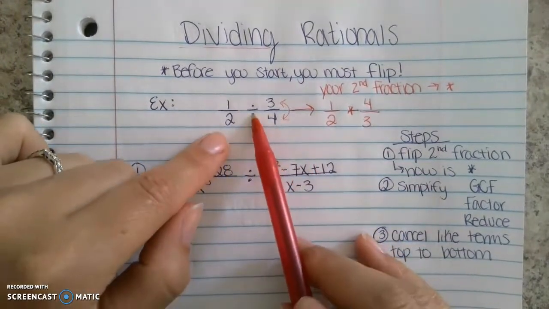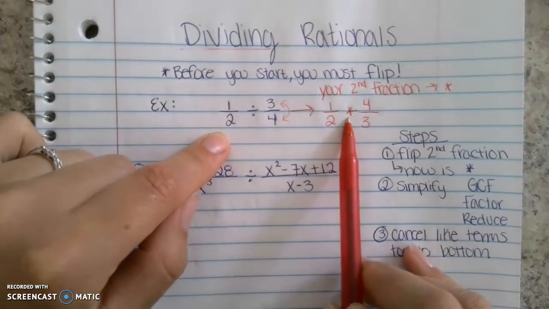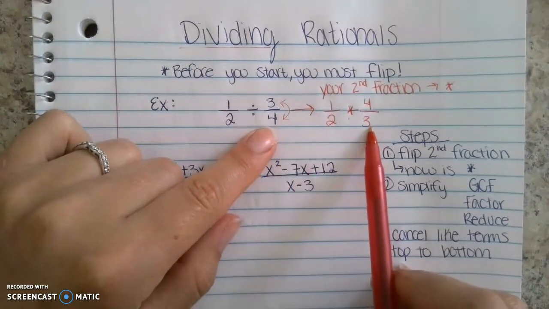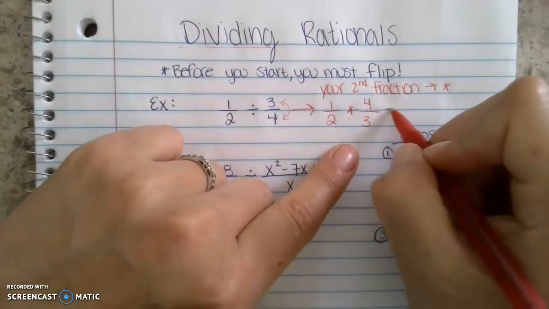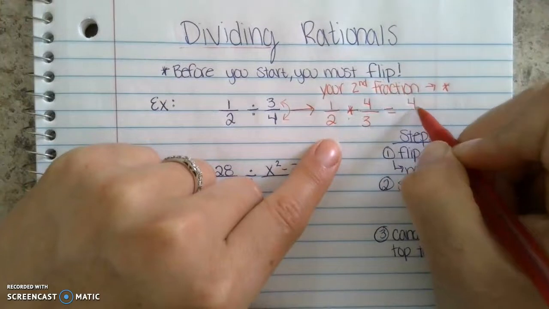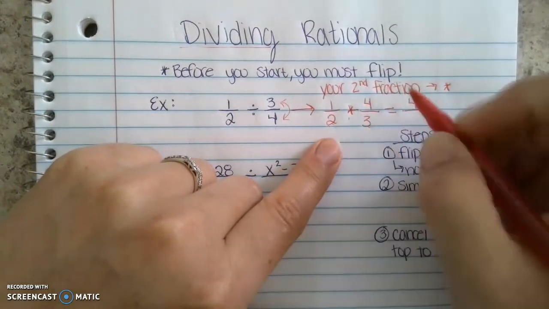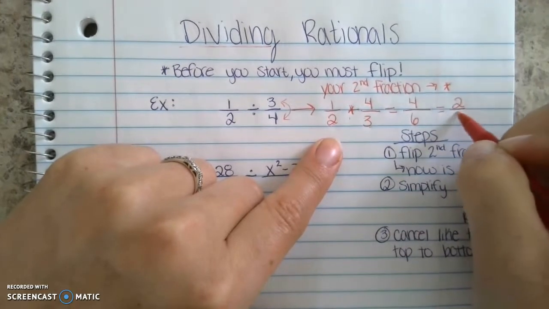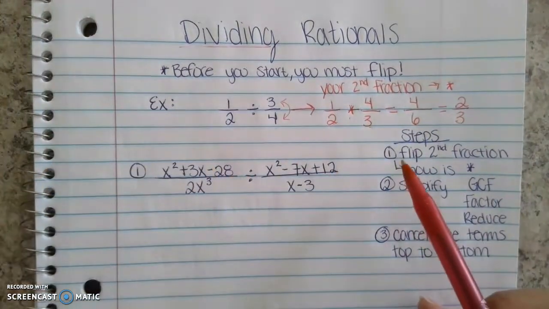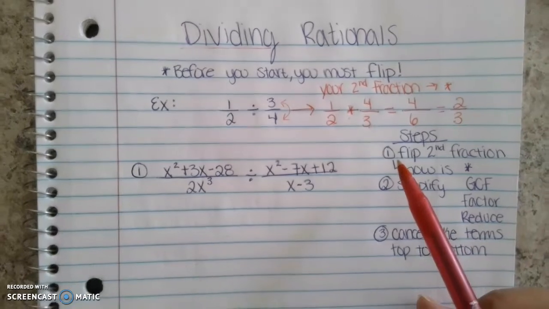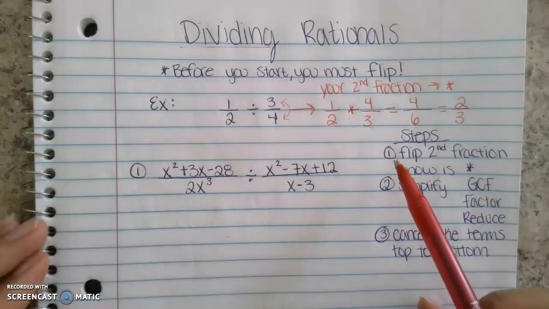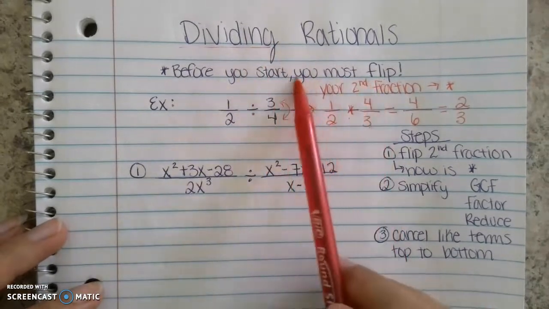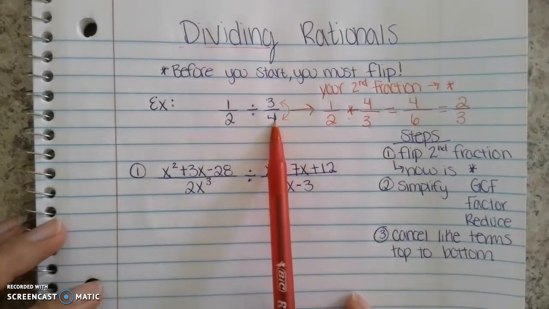Again, what I did was change from division to multiplication by taking my second fraction and flipping it. So now 1 times 4 is 4, divided by 2 times 3, which is 6, which I can then reduce to 2/3. This is exactly what you have been doing, you just don't use this skill a lot, so I wanted to refresh your brain. When dividing rationals, we must flip our second fraction.